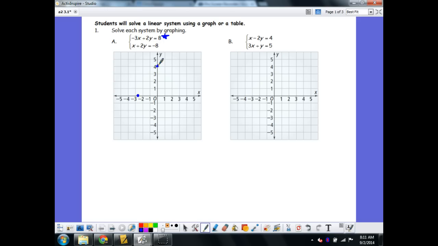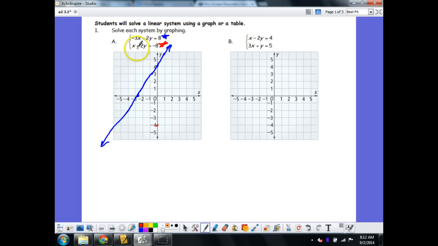Then the line basically looks like this. All right, so that is the first line. The second line, the x-intercept is negative 8, which is out here somewhere. So I'm going to leave that for right now. The y-intercept is negative 4.